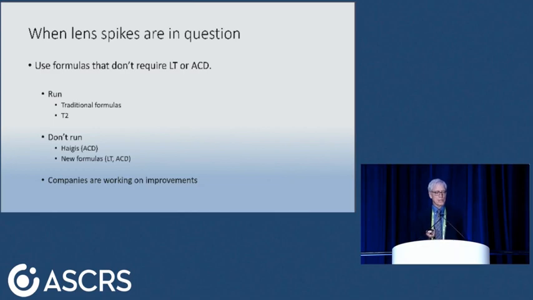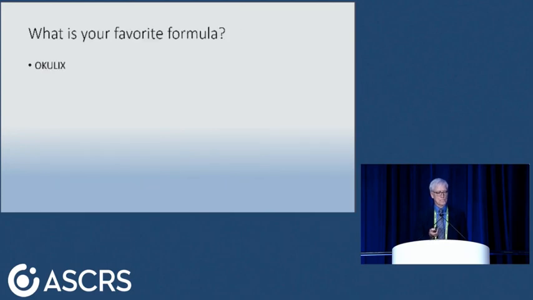So when the lens spikes are in question, and you can tell that by looking at the spikes yourself, use a formula that doesn't require a lens thickness or an ACD, and you'll probably get a good result. If you put those bad results into one of the newer formulas, you're going to get a worse result than using the SRK/T or the Holladay 1. So run the traditional formulas that don't use a lens thickness or an ACD, or maybe you could use T2. Don't run Hill-RBF if there's a problem with ACD, and don't run the newer formulas with the lens thickness or the ACD. The companies are aware of this issue.